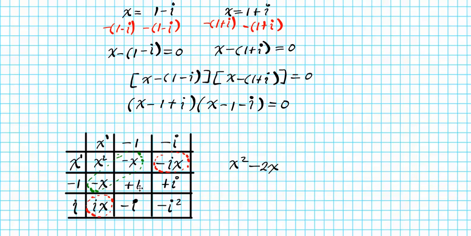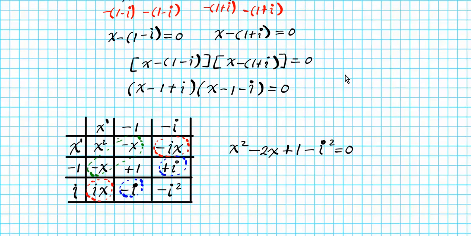And then we have +1. There's no constant to add that to, so we just leave it +1. And then we have, what do we have? Positive i minus i. When you combine these two, what do you get? You get the opposite, so that becomes 0, and then we have negative i squared. Okay, this looks much better.